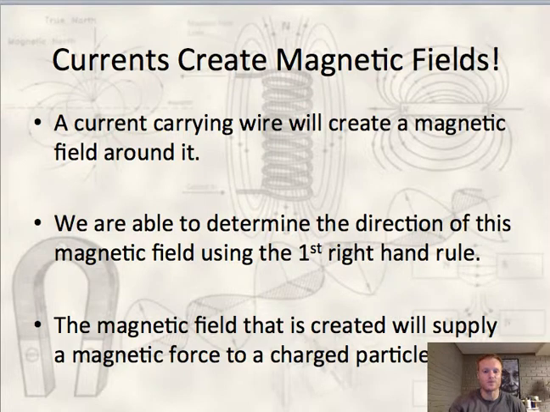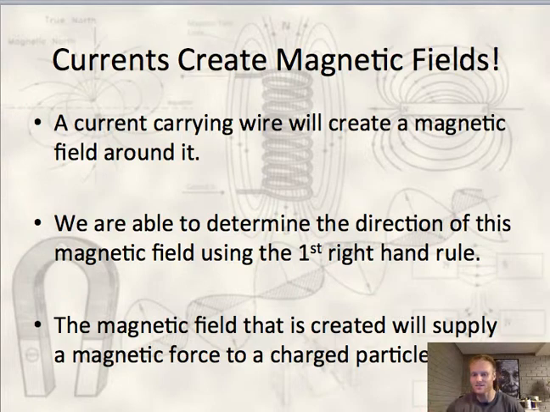The first thing we want to talk about is that an electric current creates a magnetic field. So a current carrying wire actually has a magnetic field looping around it. You may remember this from a previous lesson, because we learned that you can determine the direction of the magnetic field using the first right-hand rule. Okay, so current carrying wires create magnetic fields. And this magnetic field will actually create a magnetic force on a charged particle that enters into that magnetic field.